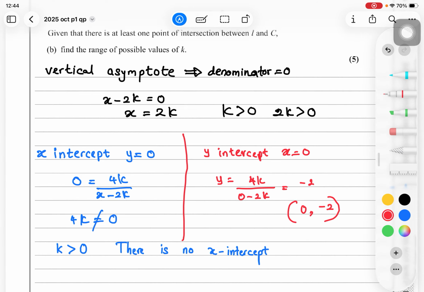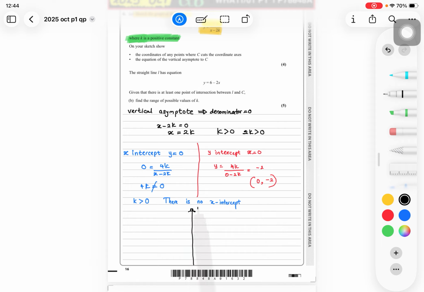Now let's try to put all this information onto a graph where you have the y-axis and the x-axis. We have a vertical asymptote, which is x equals 2k. So this is 2k. And another point we know is (0, negative 2).